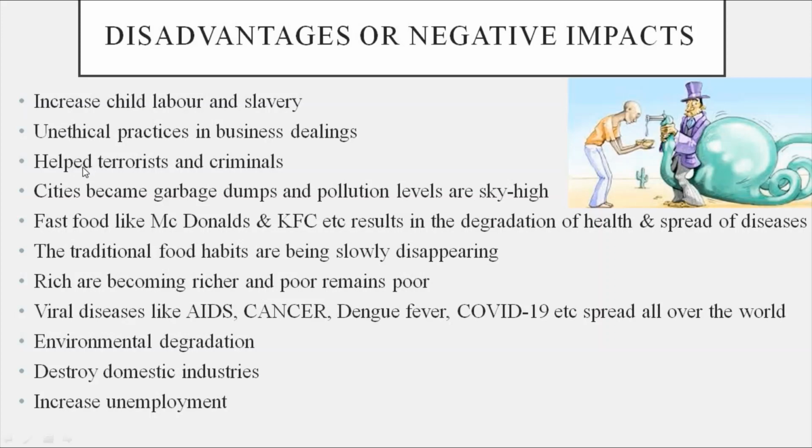Or they may mix something outside, they will not show that. That is also unethical. Help the terrorists and criminals. Free flow will help the terrorists, because here what happens, the weapons they are getting easily. With the other goods, weapons are also coming. Terrorists will get weapons, criminals will get weapons. So that will help them.